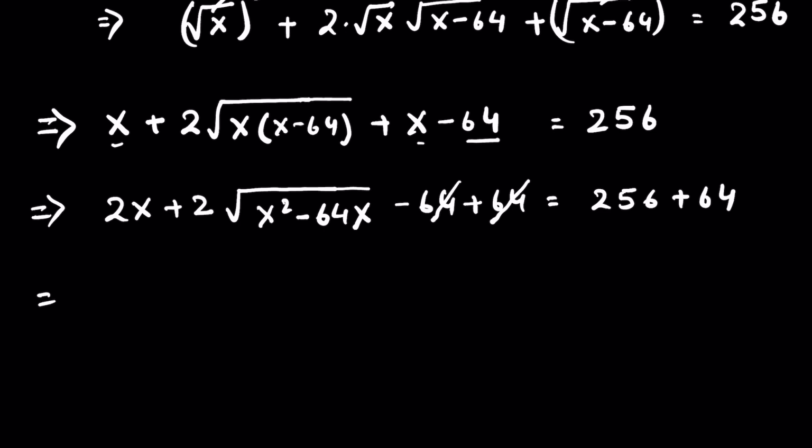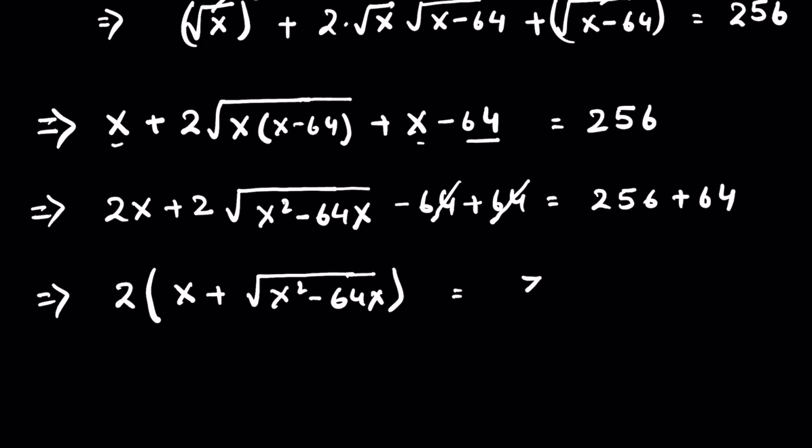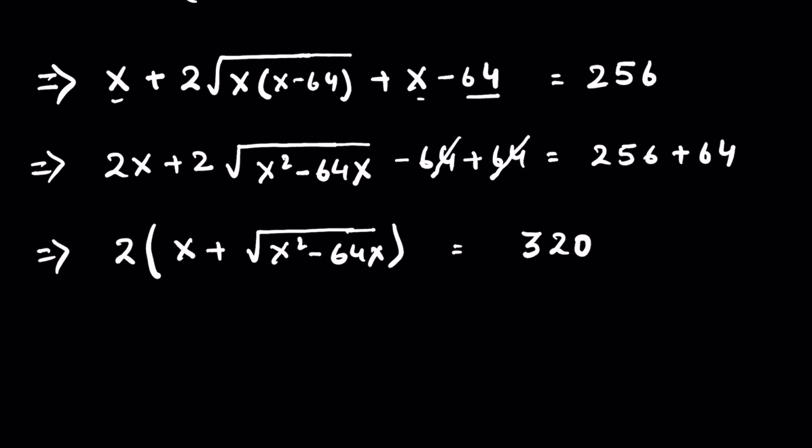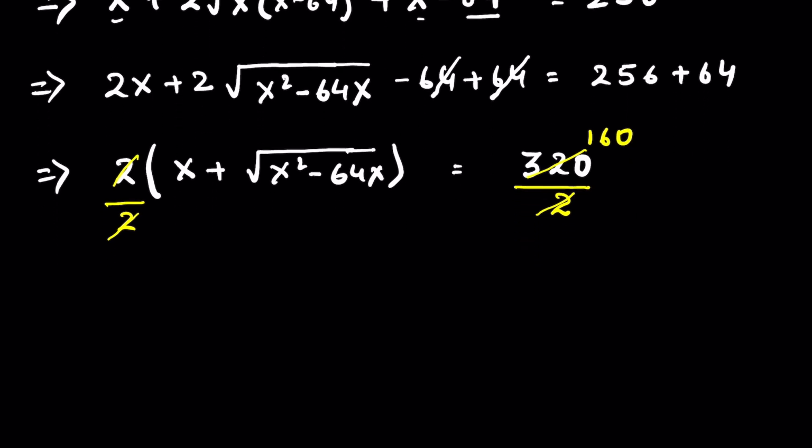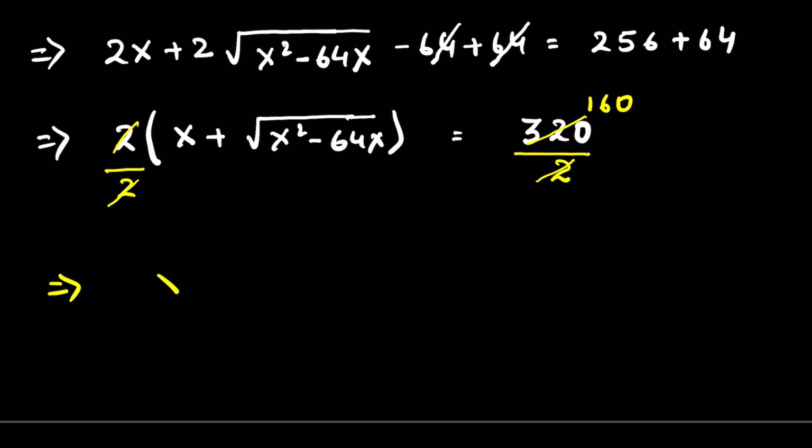We can take 2 as common. So 2 bracket x plus square root of x square minus 64x is equal to 320. Let's divide both the sides by 2. So this 2 and this 2 gets cancelled. 2 times 160 is 320. Now we have x plus square root of x square minus 64x is equal to 160.